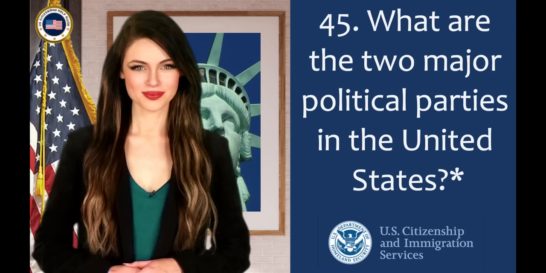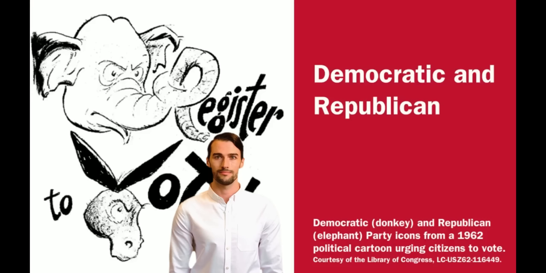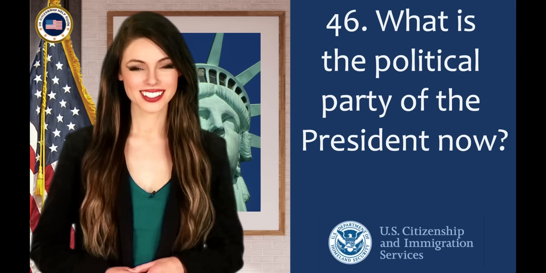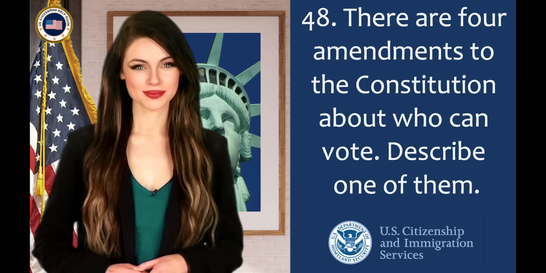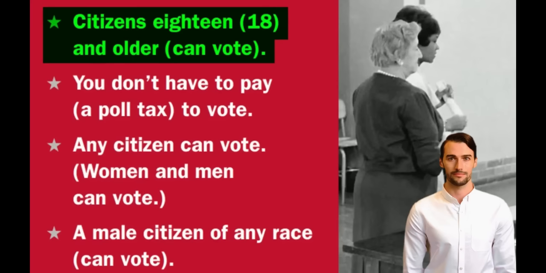What are the two major political parties in the United States? Democratic and Republican. What is the political party of the president now? Democratic Party. There are four amendments to the Constitution about who can vote. Describe one of them. Citizens 18 and older can vote.